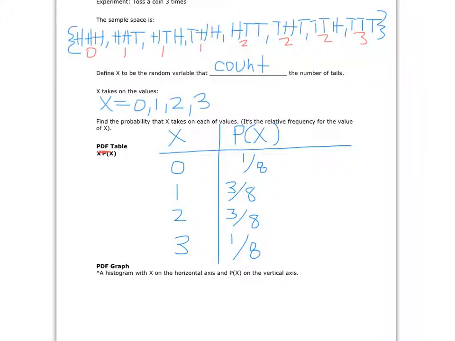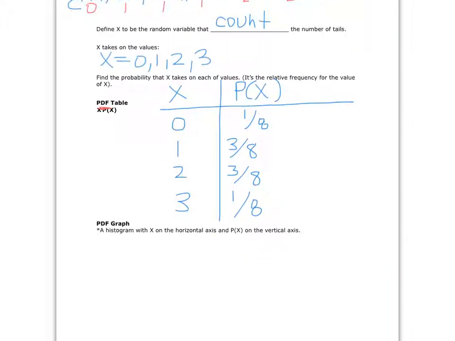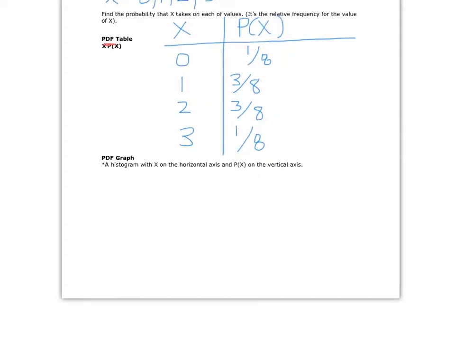Okay, that is what a PDF is, a probability distribution function in the form of a table. So we just take the values that x can equal and in table form list those in a column and then a column next to it with the probabilities that are associated with each of those values.